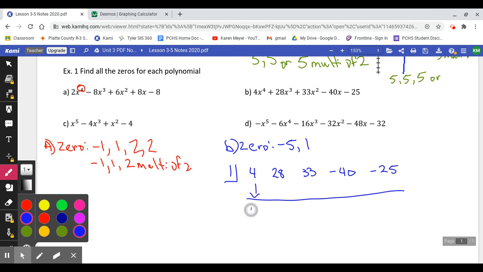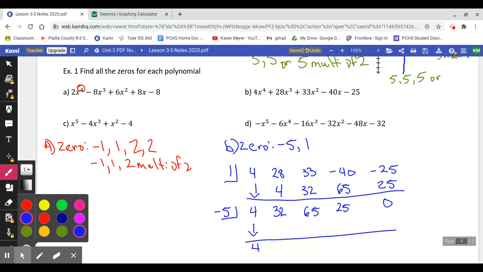So drop my first term, multiply, and then add, multiply, and then add. Keep that up. So multiply, add, multiply, add. And remember, you should always get a remainder of 0. And then we're going to do synthetic division again with what we have with our other 0. So my other 0 is -5.